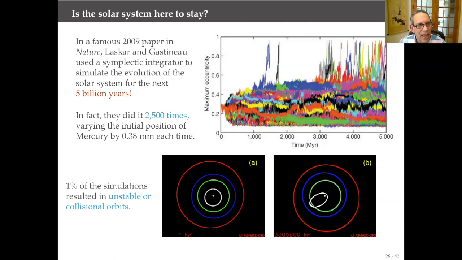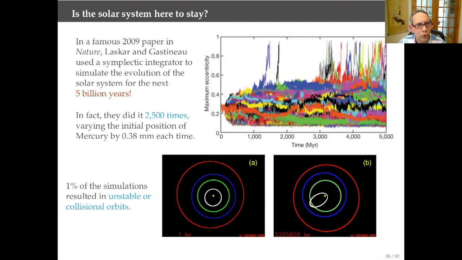Now that's difficult to answer because 5 billion years is so long that a difference of a millimeter in the position of a planet today could change the answer to that question. So what they did is they solved the problem 2,500 times, changing the initial data by half a millimeter each time. And here they plot all 2,500 solutions they found.